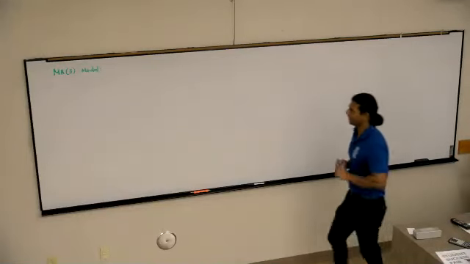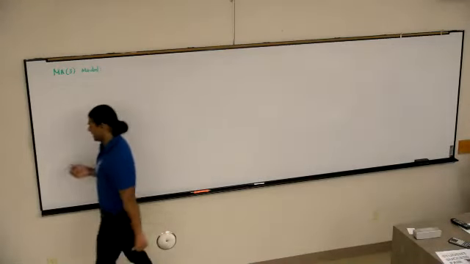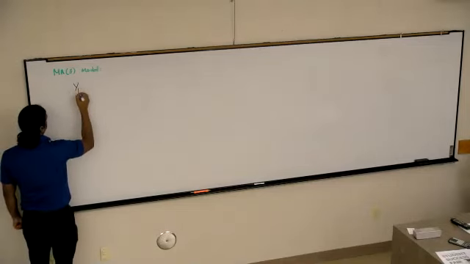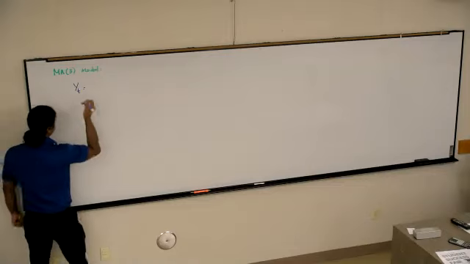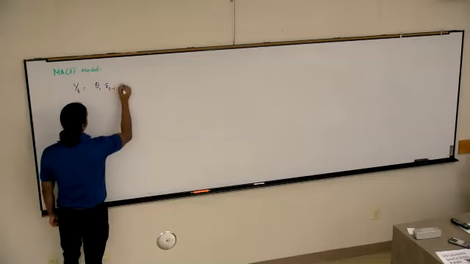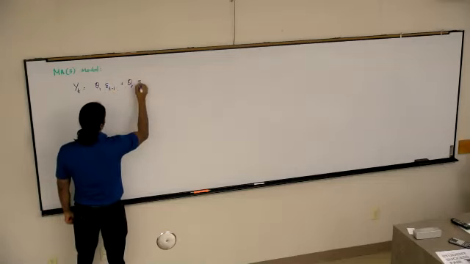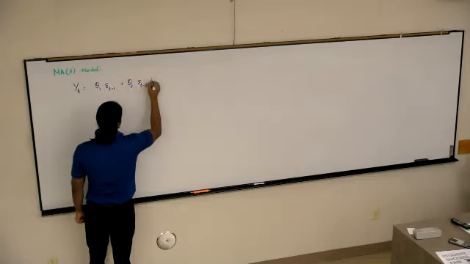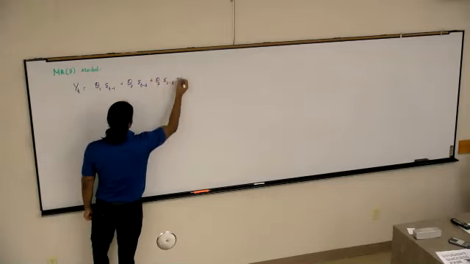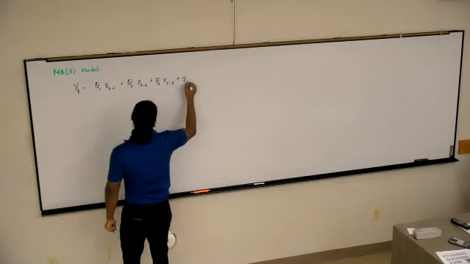So what is an MA(3) model? An MA(3) model is one where we have three parameters instead of two. So theta 1 epsilon t minus 1, theta 2 epsilon t minus 2, theta 3 epsilon t minus 3, plus epsilon t.